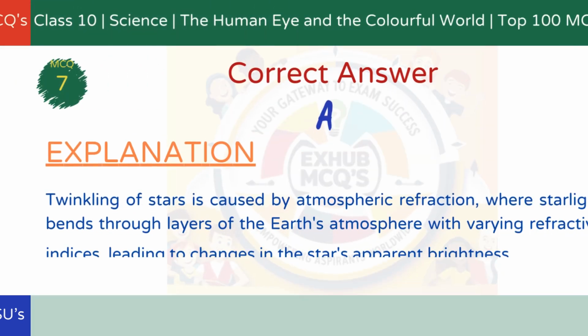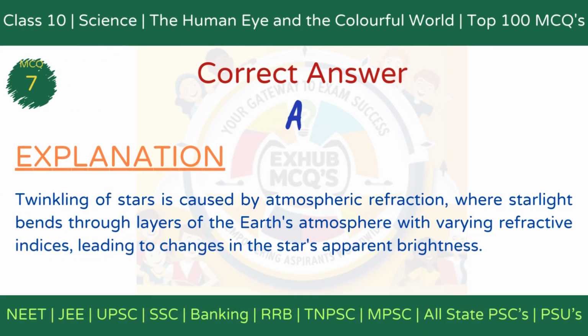The correct answer is option A, atmospheric refraction. Explanation. The twinkling of stars occurs due to atmospheric refraction, where starlight bends as it passes through different layers of the Earth's atmosphere, causing apparent brightness fluctuations.